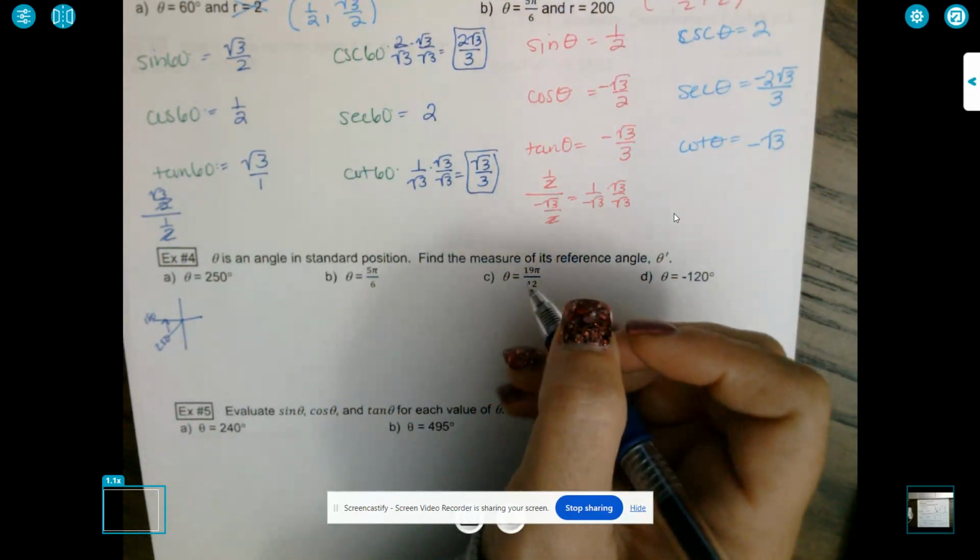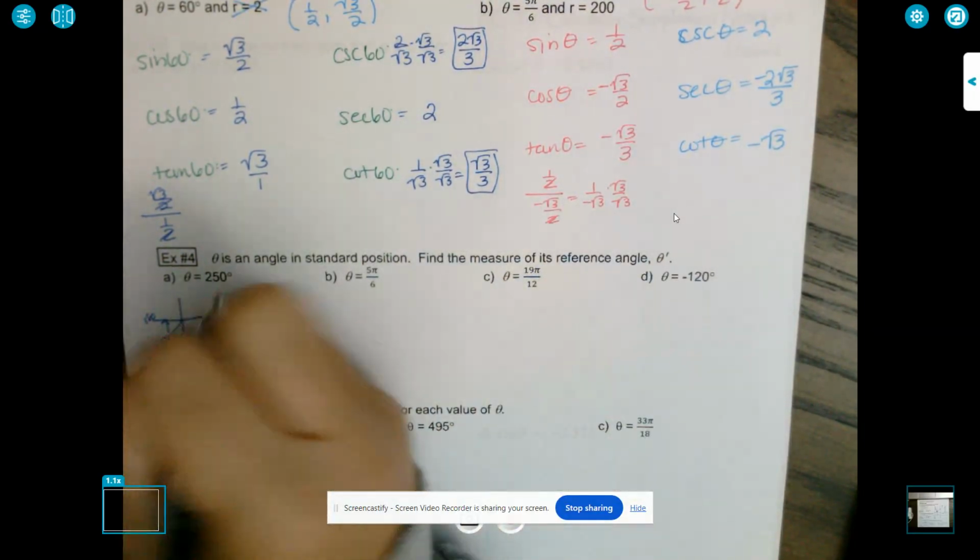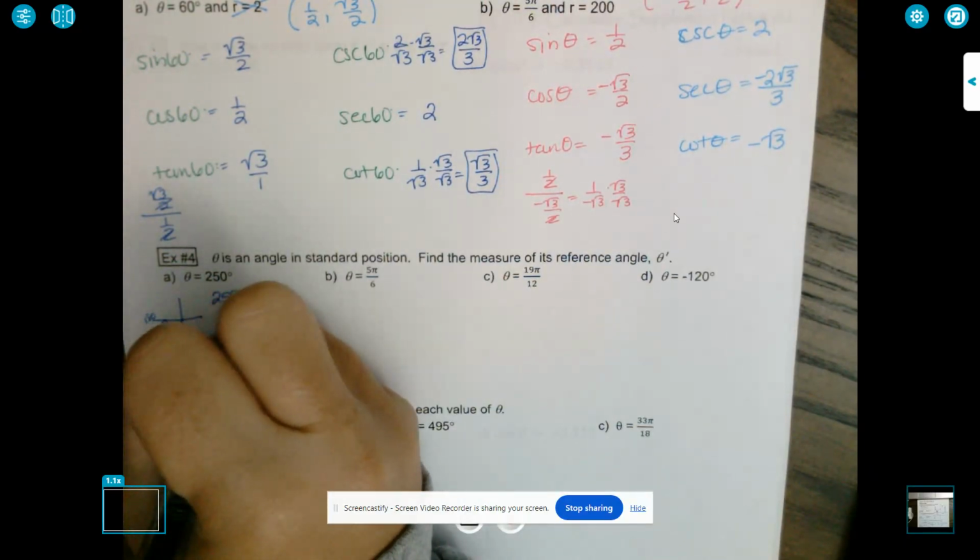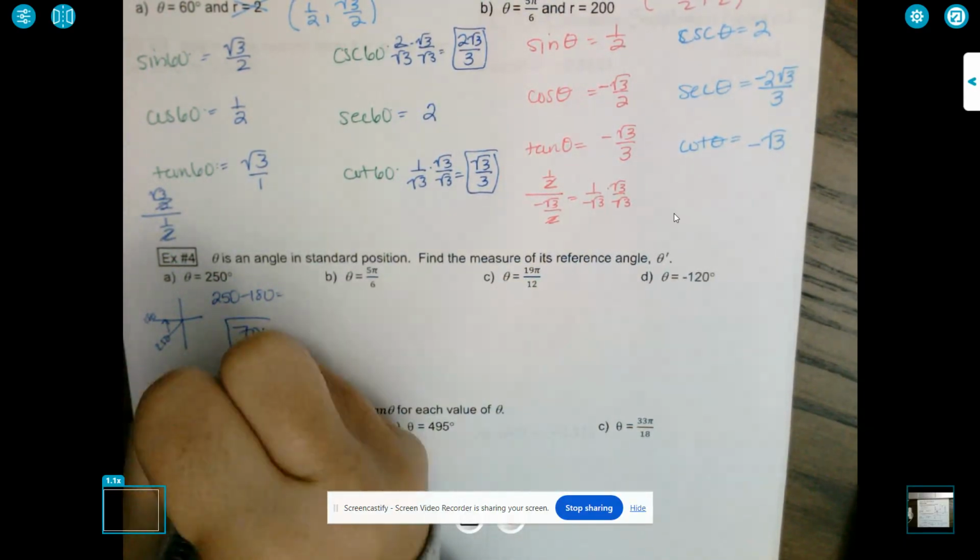And that is, in fact, 70. So the short way to do that, remember, is you could just do 250 minus 180, and it is 70 degrees.